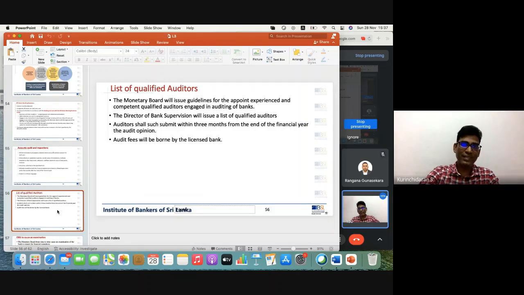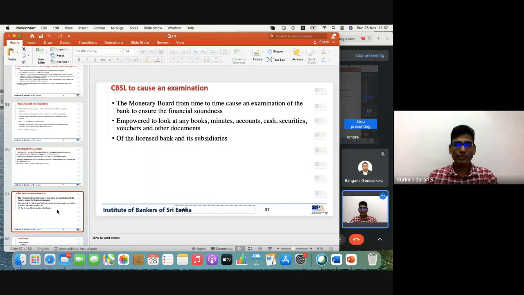That's the qualified auditors. And then it gives the powers to the monetary board to examine the books and accounts of a bank. That means the central bank is given all necessary authority to go to a bank, and not only banks but their subsidiaries as well, and inspect. They can inspect not only books, minutes, accounts, cash, equities, vouchers, anything. Nobody can stop that. That is given in the act.